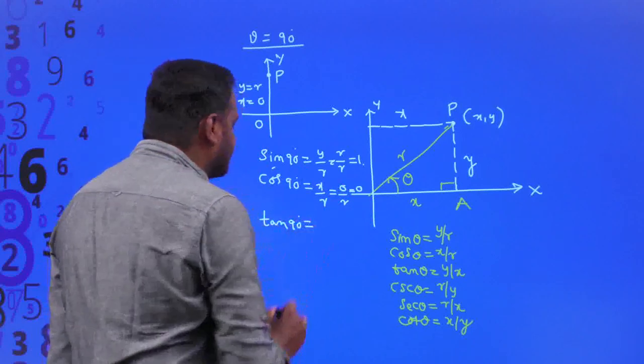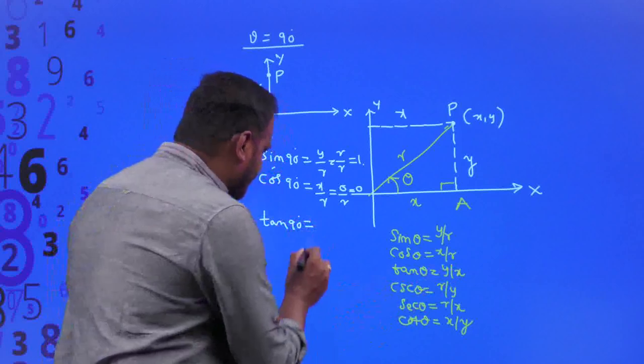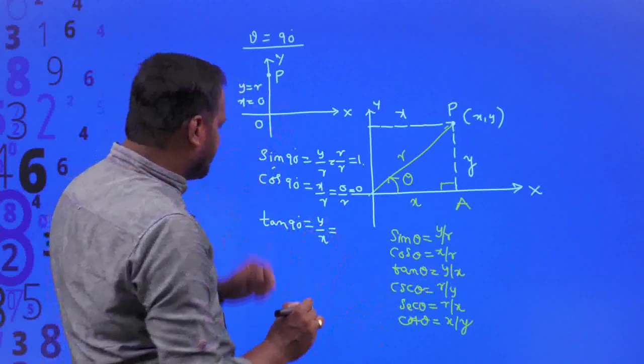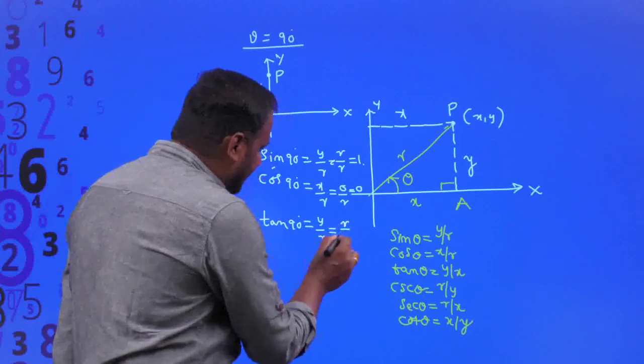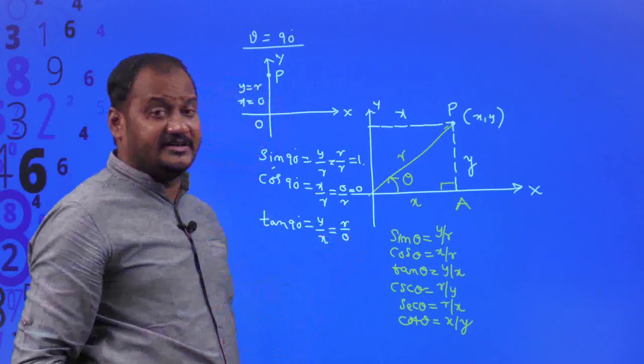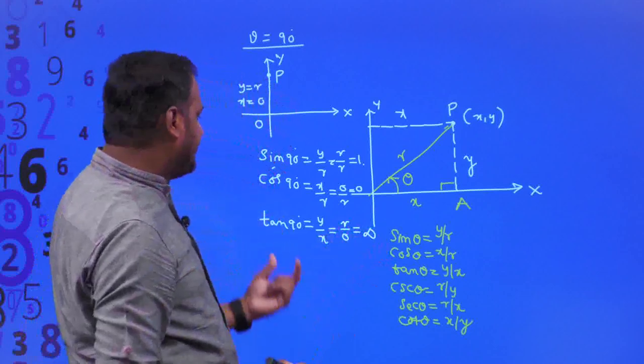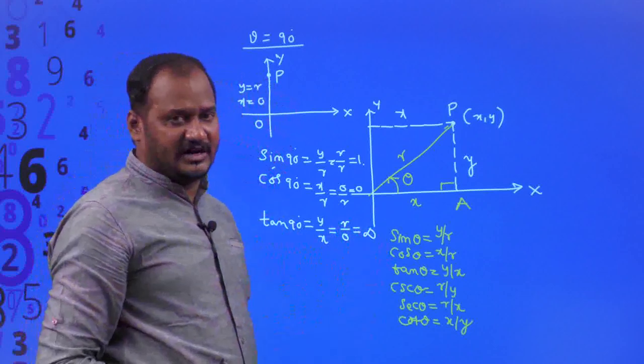So, tan 90 degrees is equal to y divided by x, y by x, and the value of y is equal to r divided by x is equal to 0. What is r divided by 0? Yes, which is undefined. So, that the value of tan 90 is equal to undefined.